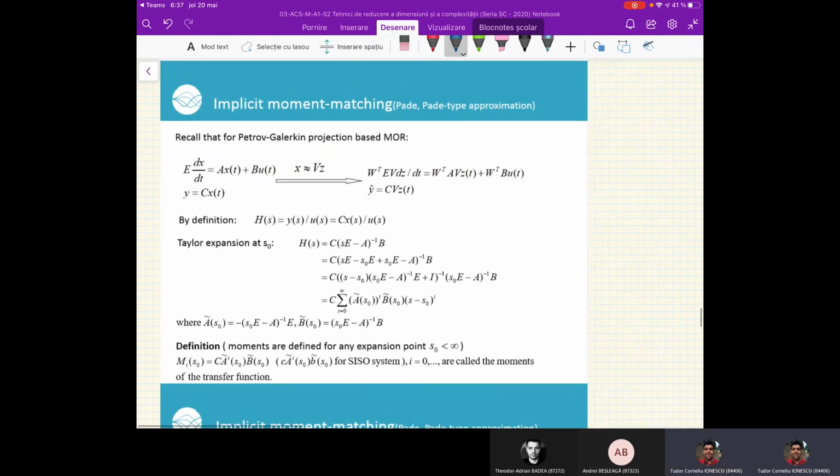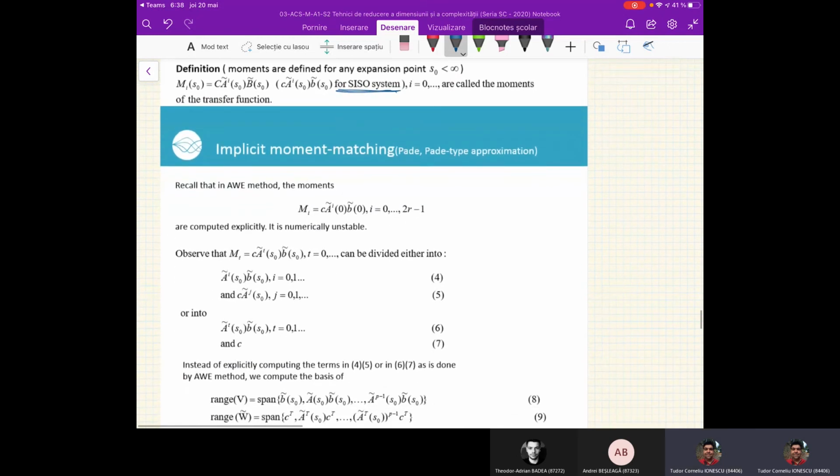So you have implicit moment matching based on this Arnoldi step. How? It shows you here just what we've discussed many times. X is equal to Vz, where V is the projection. You have the Taylor series expansion. You define the notion of moments for a single input, single output system. And you apply the asymptotic waveform evaluation method to get the Padé approximation with moments at zero.